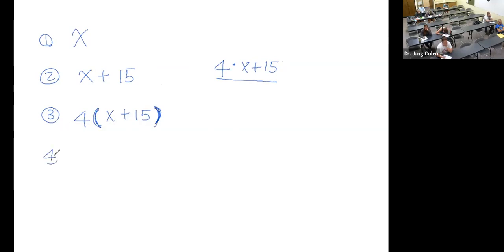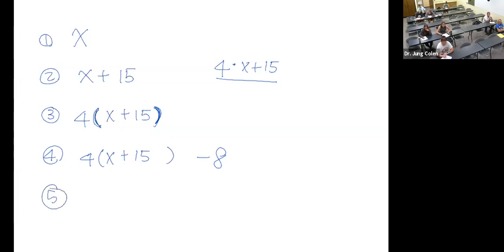And then what? Subtract 8 from that. This is the whole thing. Which one do I have to write first, 8 or this? The 3 first, right? Because we are taking 8 from that. We're going to subtract 8. Okay? So we need to put 4 times x plus 15 in the parentheses, minus 8.